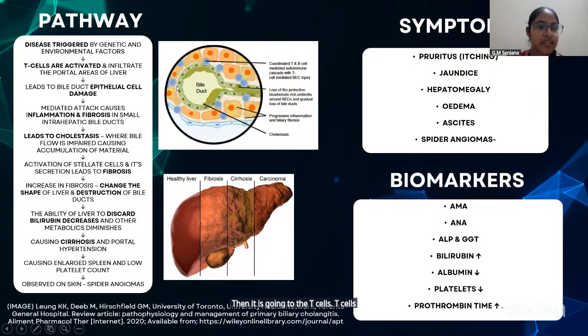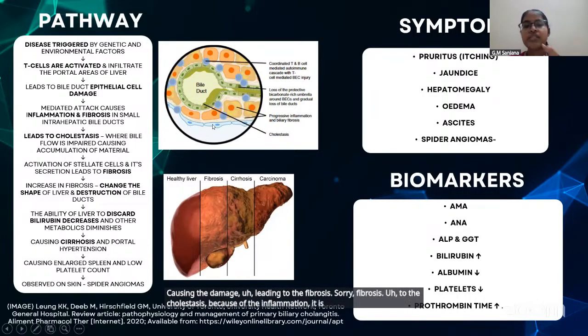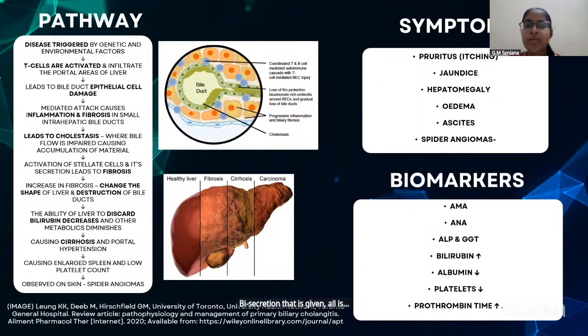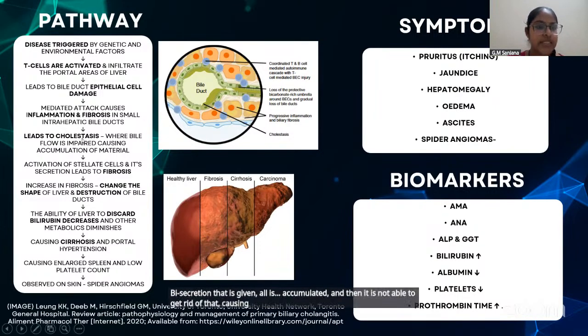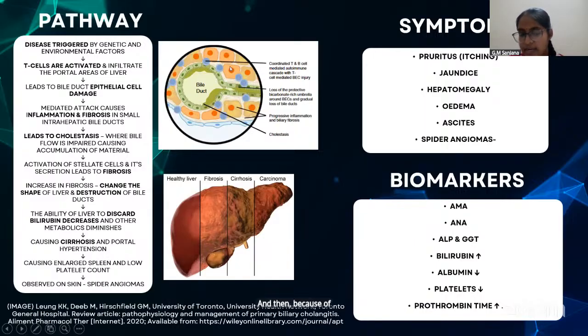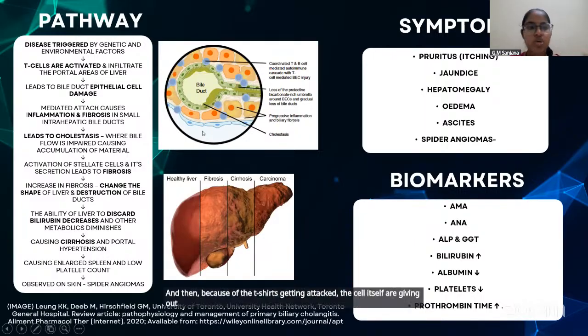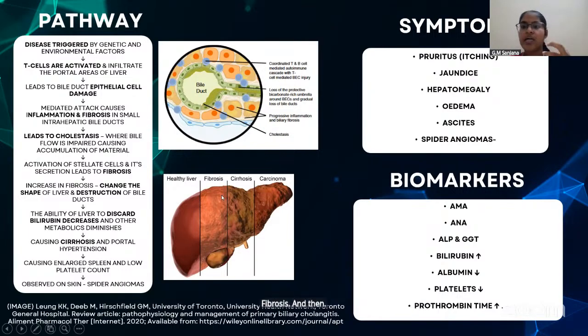T cells are attacking the epithelial cells of the liver, causing the damage, leading to the fibrosis and the cholestasis. Because of the inflammation, the bile secretion accumulates and the liver is not able to get rid of it, causing cholestasis. And because of the T cell attack, the stellate cells give out their own secretion, causing fibrosis, and this is damaging the liver shape, leading to cirrhosis.